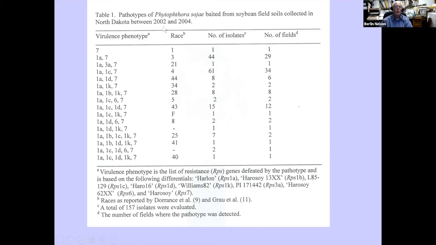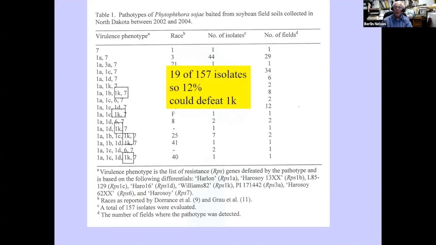Okay, so these are the virulence phenotypes that we found in those years in the early 2000s. I want to point out to you this. Notice these, and notice that they have a 1K in there. Okay, so those are virulence phenotypes. Those are pathotypes that can attack the 1K gene. And if we look at that number, 19 of 157, so 12% of that population that we found could defeat the 1K gene.